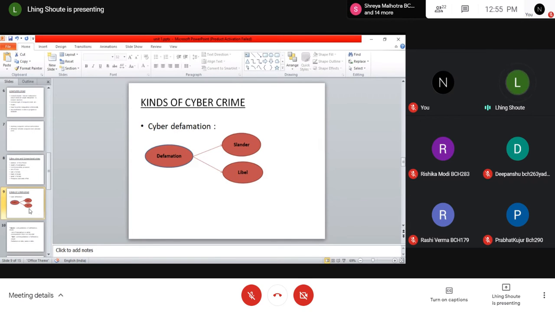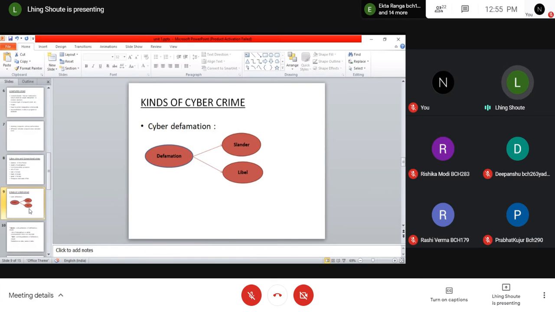Okay, so what is cyber defamation? Cyber defamation can be of two types. One is written defamation, that is known as libel, and the second is verbal defamation, that is slander. When a potentially defamatory statement is made online or through social media that involves the written or posted word, that is known as libel.